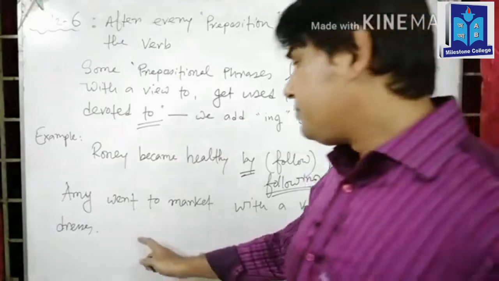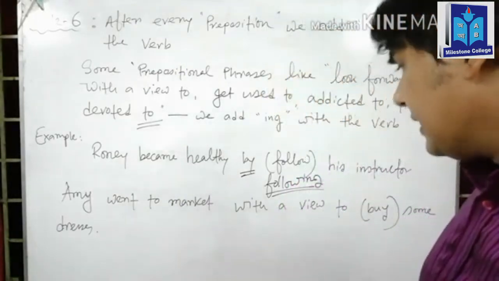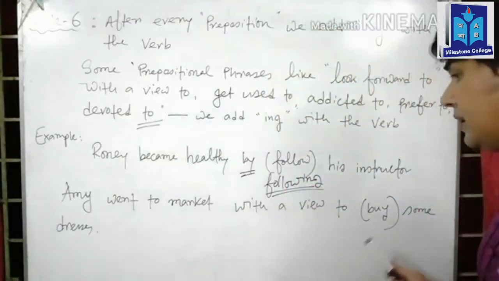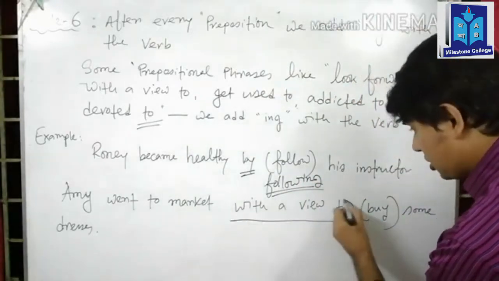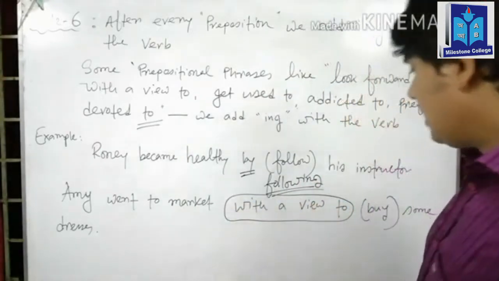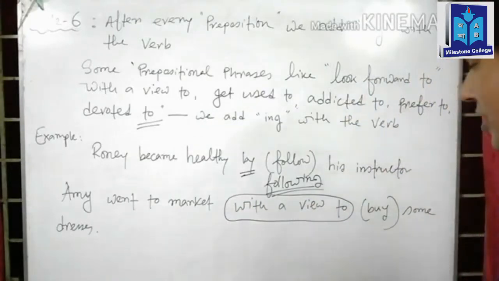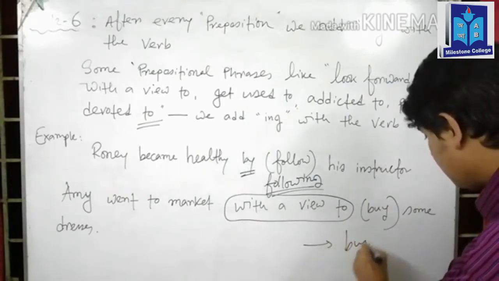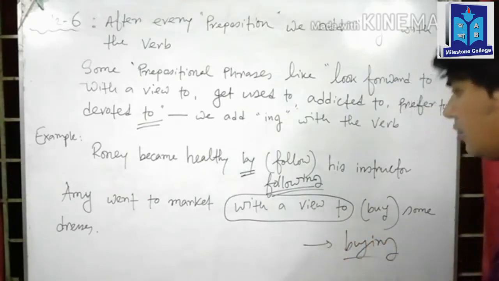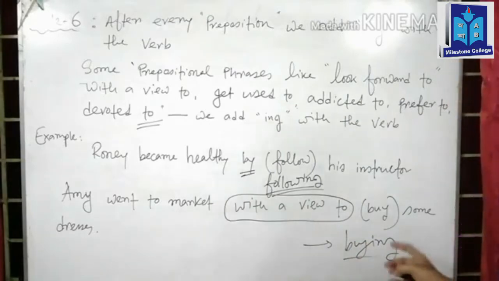The next one: Annie went to market with a view to buy some dresses. With a view to is the prepositional phrase here, and we have already learned the structure. If we get such structures, we have to add ing with them. Annie went to market with a view to buying some dresses. So these are the things with prepositions.